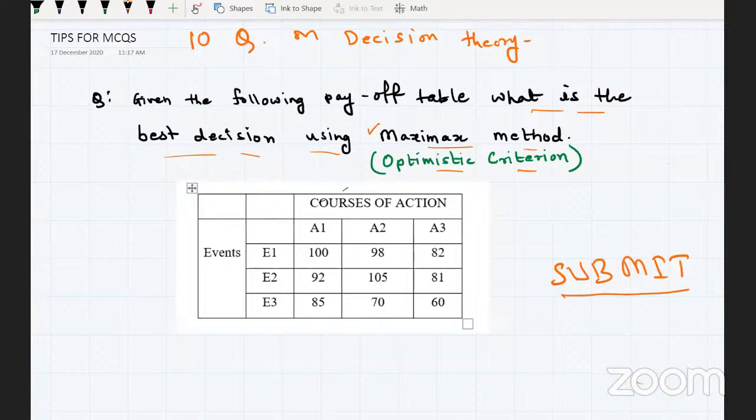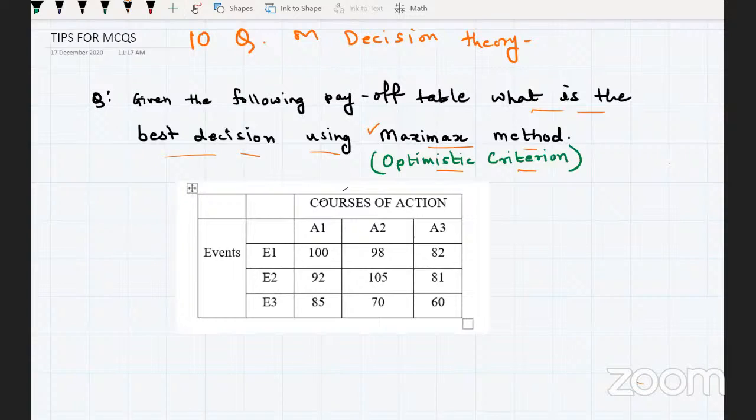Until your Google form is submitted, your response does not go to the teacher, marks are not given, and you will be considered absent. So in the stipulated time, pressing the submit button is very, very essential. Remember this. Okay. So now we go to the question part.